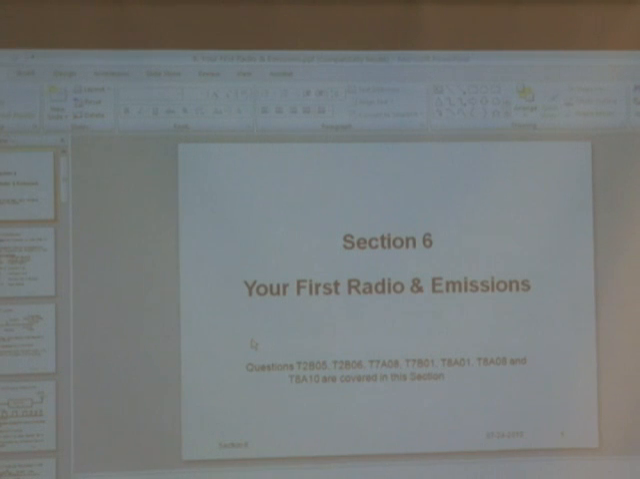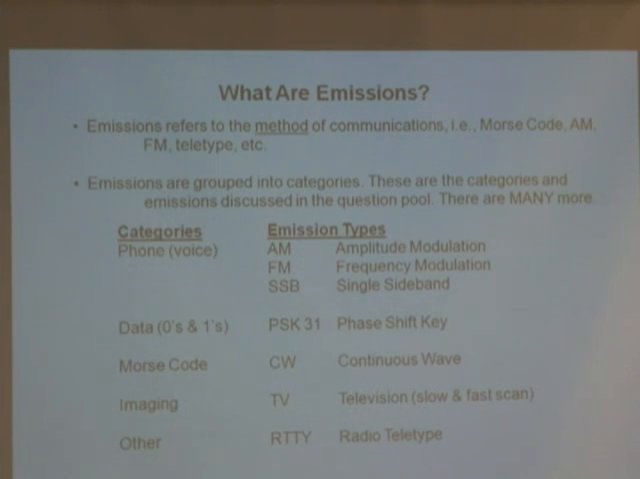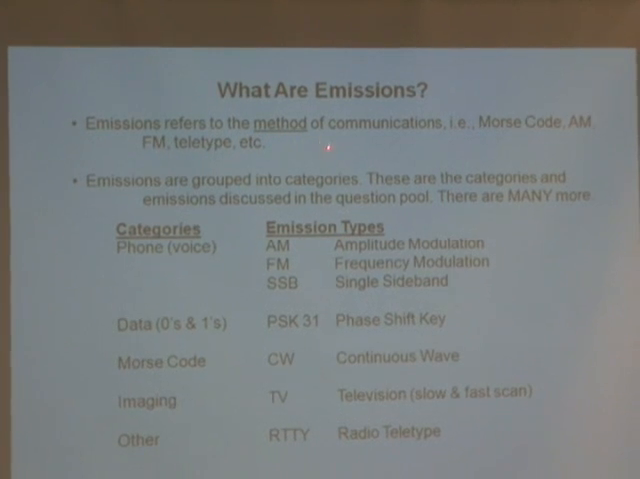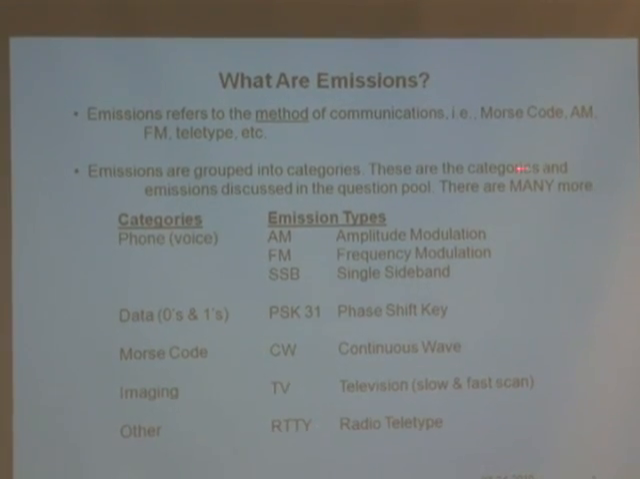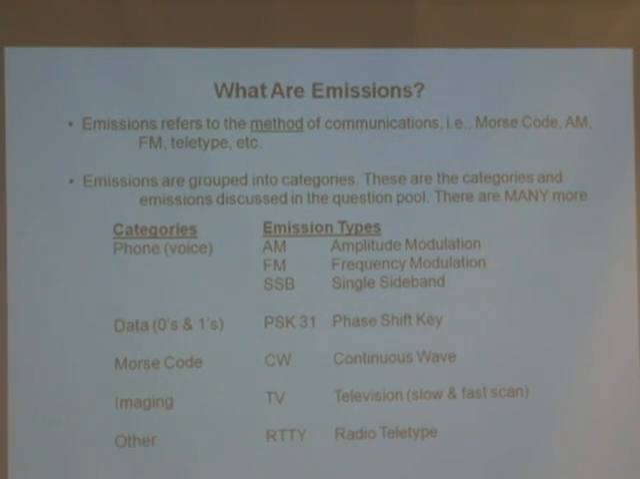Okay. Section 6. Your first radio and emission. Emission is the type of mode we use. Okay. Again, no questions. I'm going to put that out. Emissions refer to the method of communication. Am I using Morse code? Is it AM? Is it FM? Is it radio teletype? That's an emission. Okay? Emissions are grouped by categories. These categories and emissions are discussed in the question pool. So the only ones I've really shown you here are the ones that are in the pool. There's dozens and dozens and dozens more.